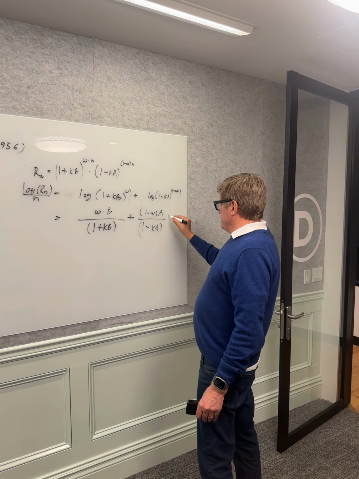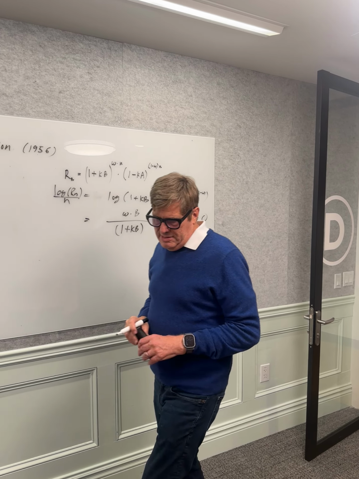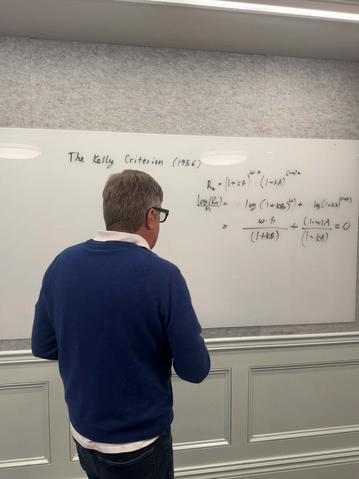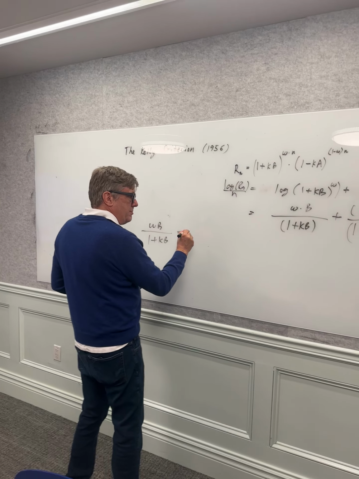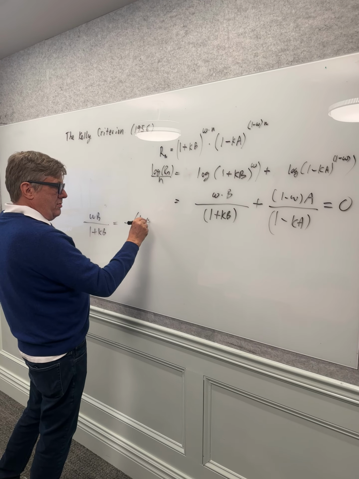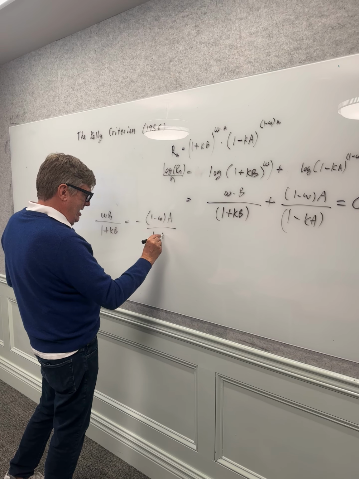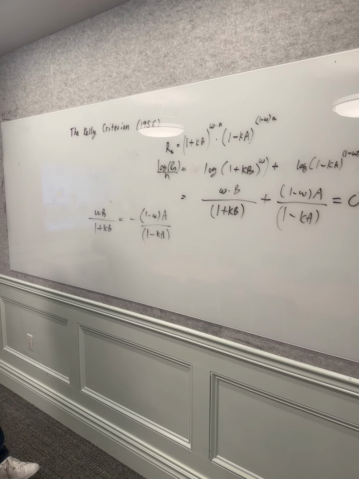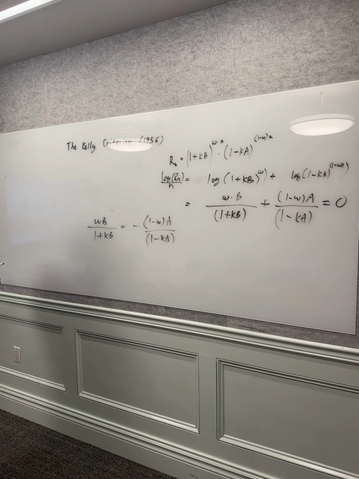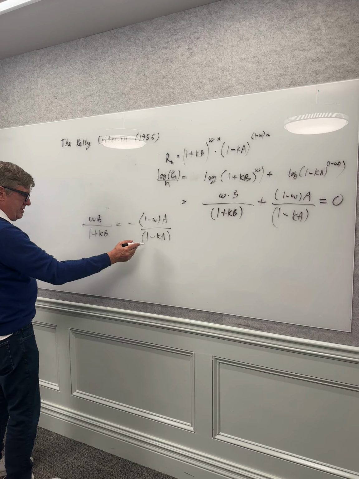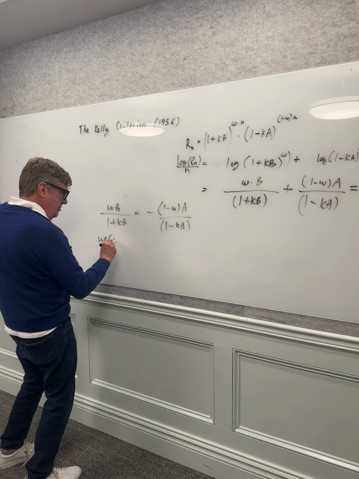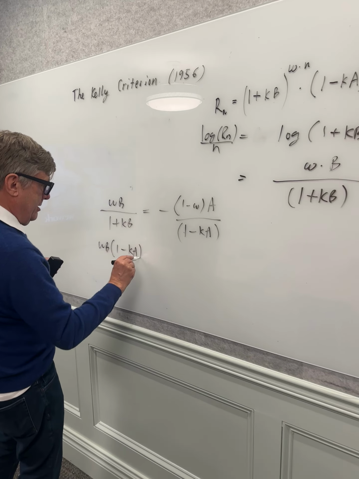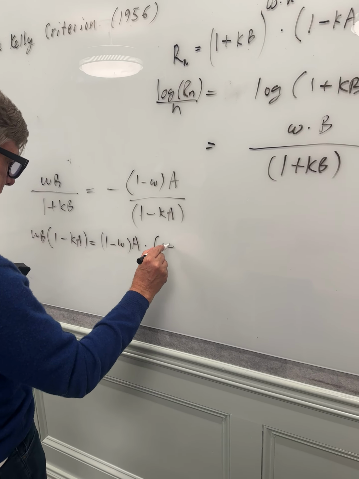So now I have to set this equal to 0, right? Okay, so now let's set this thing all equal to 0. And what I'm going to do now is say wb over 1 plus kb equals minus 1 minus wa over 1 minus ka. Okay, great. So you just flipped one half of this over to the other side. I just flipped it over, and now I'm going to put this there, and this there. So I got wb times 1 minus ka equals 1 minus wa times 1 plus kb. Okay? Gotcha.